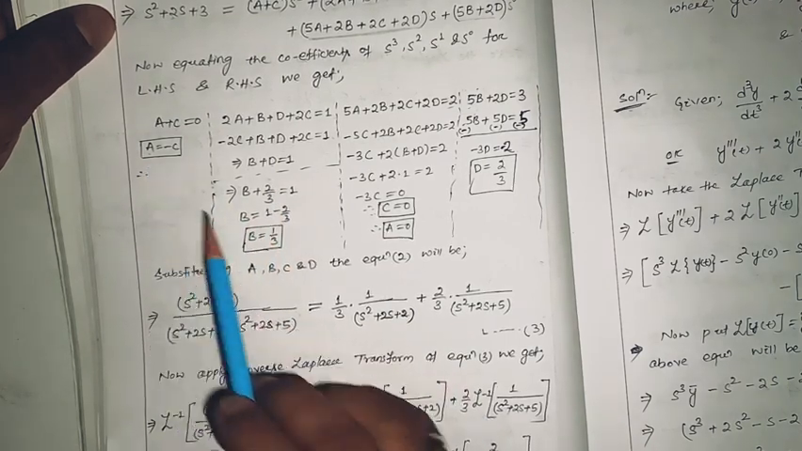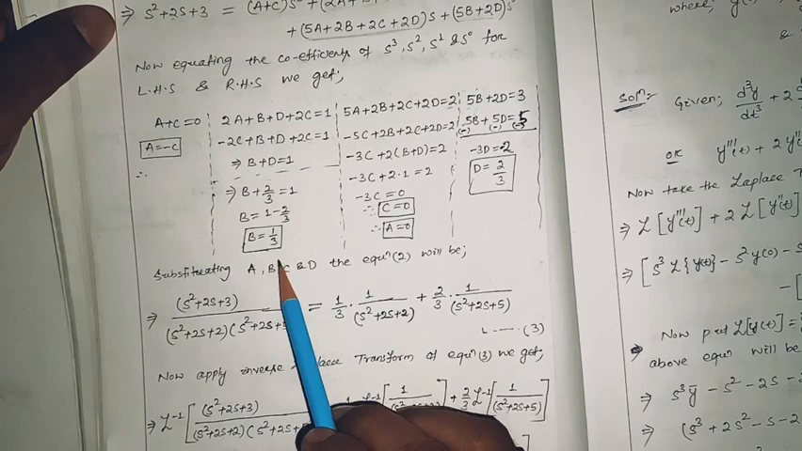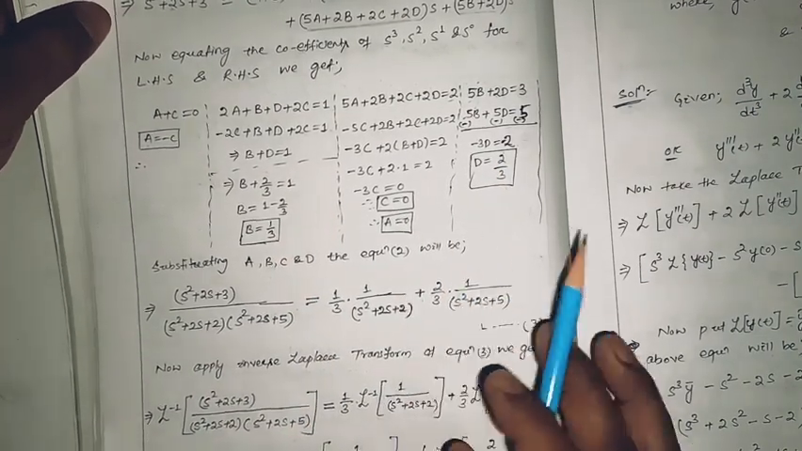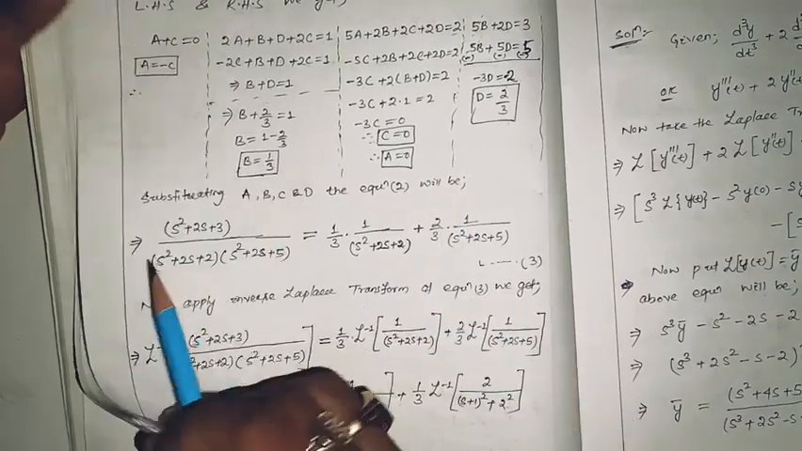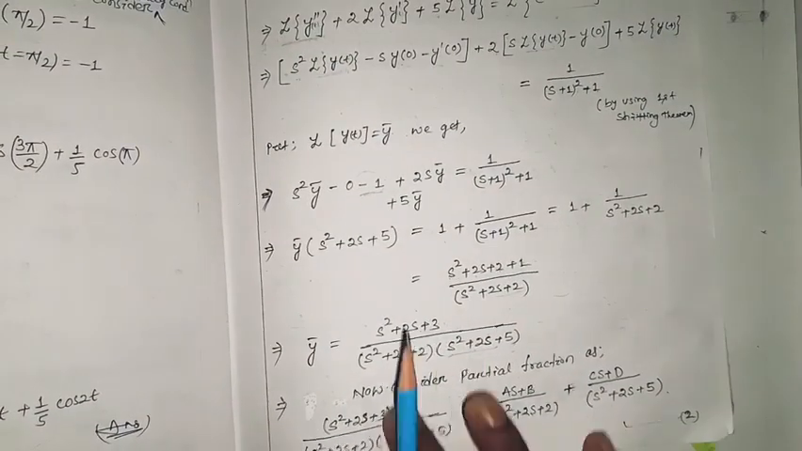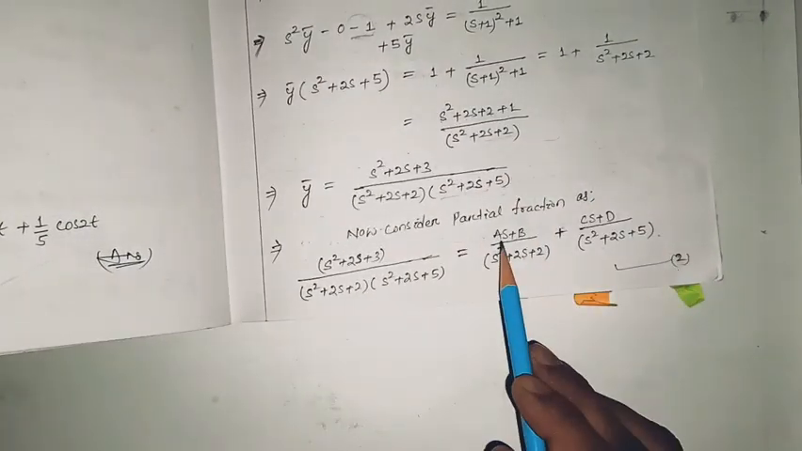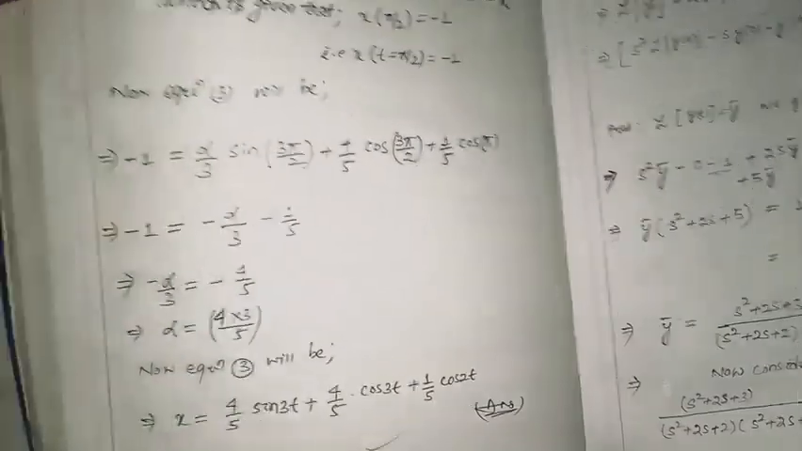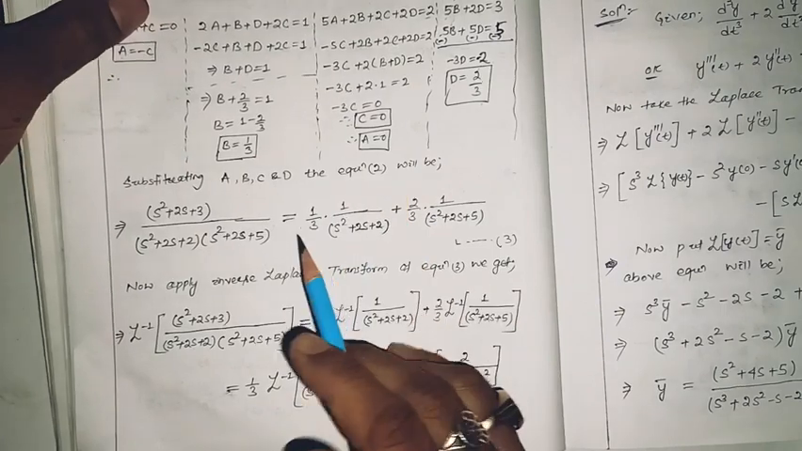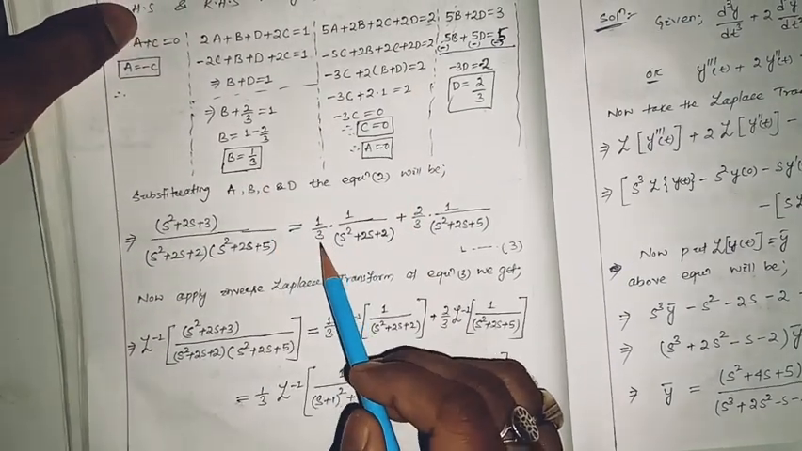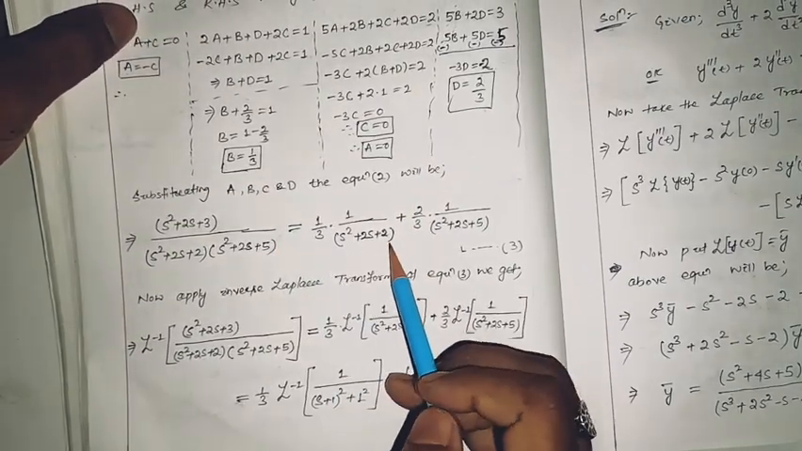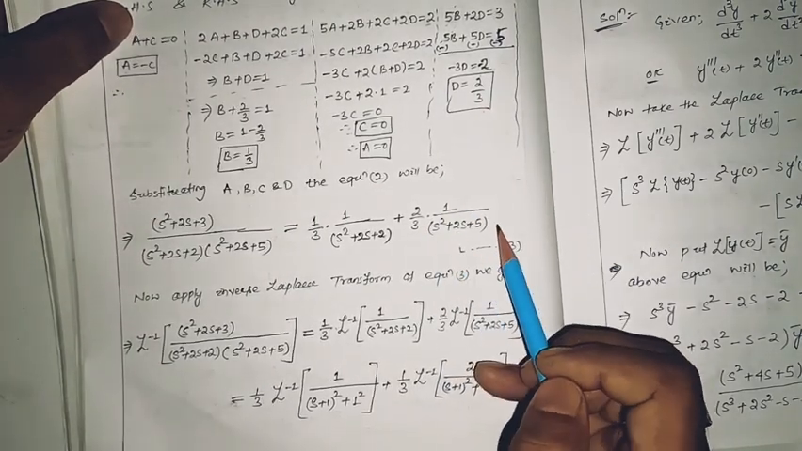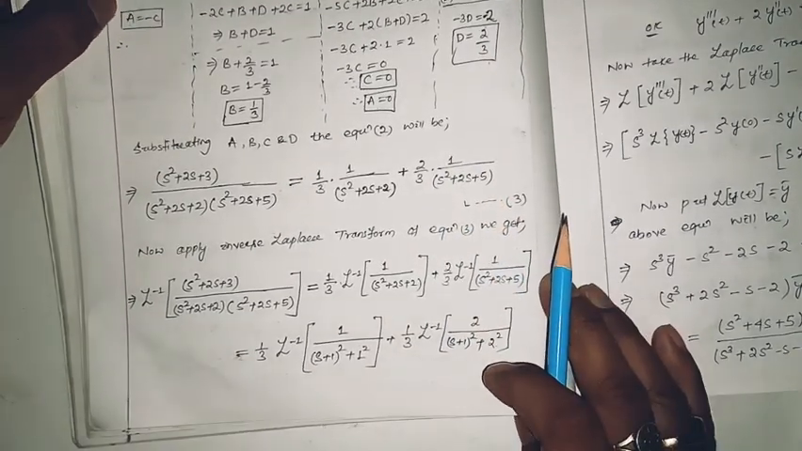So here a is 0, c is 0, b is 1 by 3, d is 2 by 3, substituted in equation number 2, and we found equation number 2 is this one. In equation number 2 we found a is 0, c is also 0. Okay, so b is 1 by 3, so 1 by 3 into 1 by (s square plus 2s plus 2), plus d is your 2 by 3 into 1 by (s square plus 2s plus 5). Let this be your equation number 3.